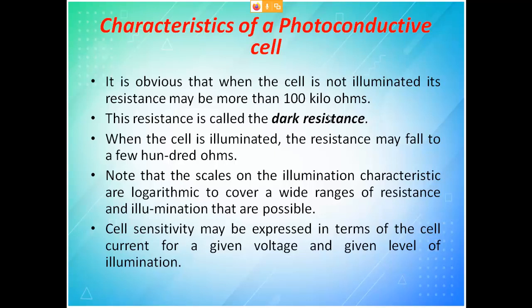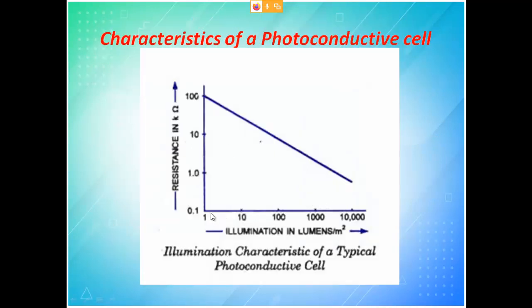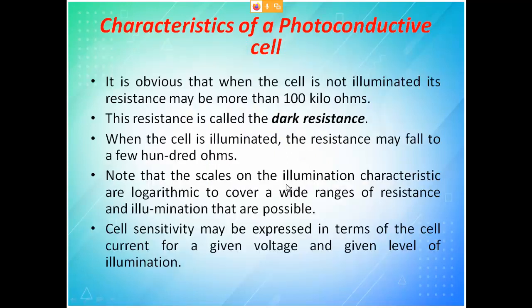When the cell is illuminated, the resistance may fall to a few hundred ohms. Note that the scale of illumination characteristics is logarithmic to cover the wide range. I cannot draw a graph from 0, 1, 2, 3, 4, 5, 6 up to 10,000. So in order to have a proper illustration, we go for a logarithmic scale. Cell sensitivity may be expressed in terms of cell current for a given voltage and a given level of illumination.